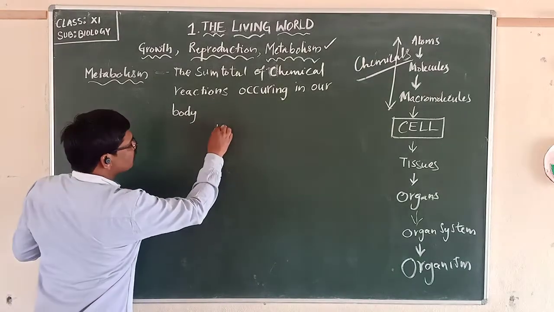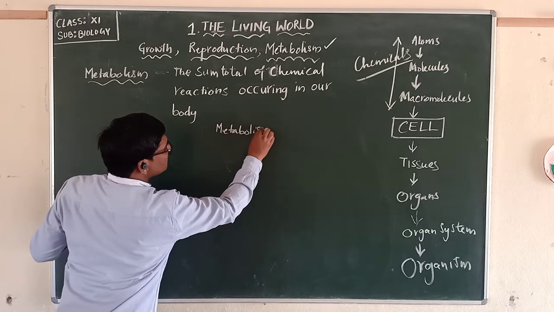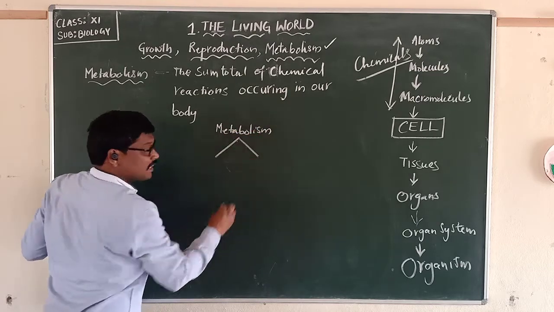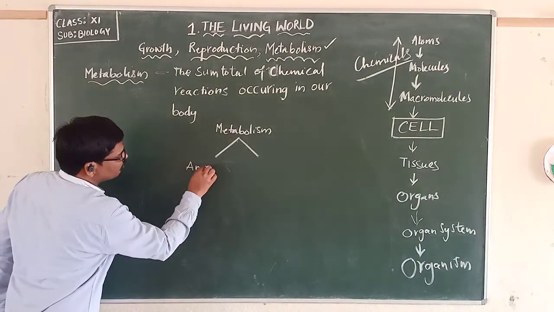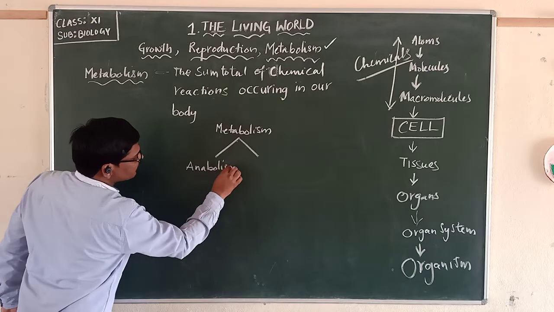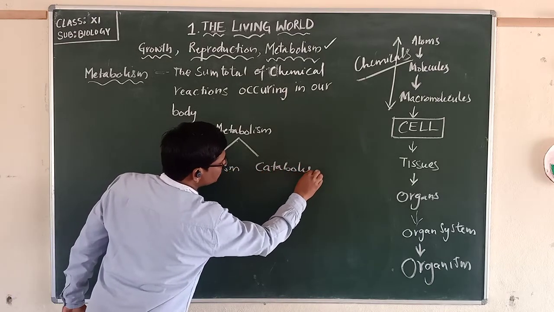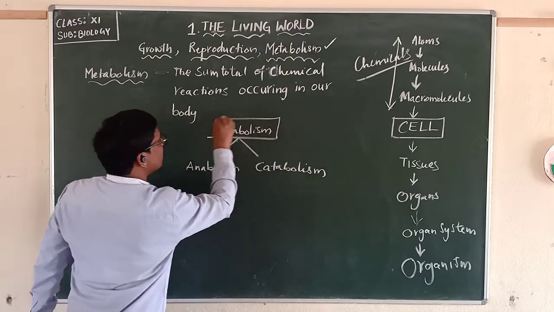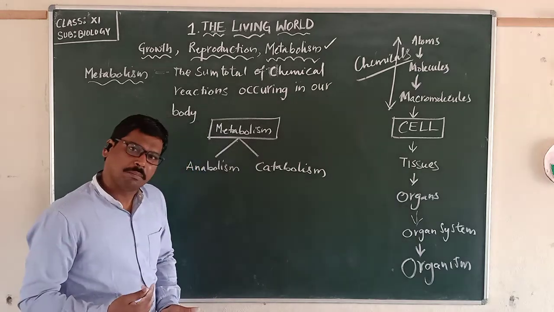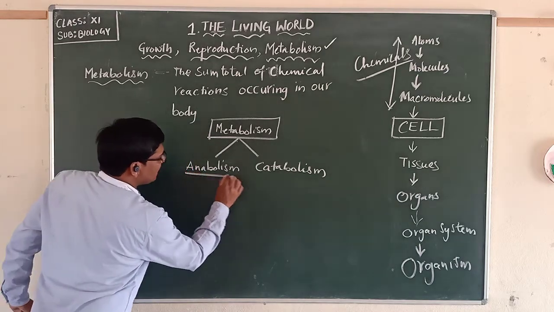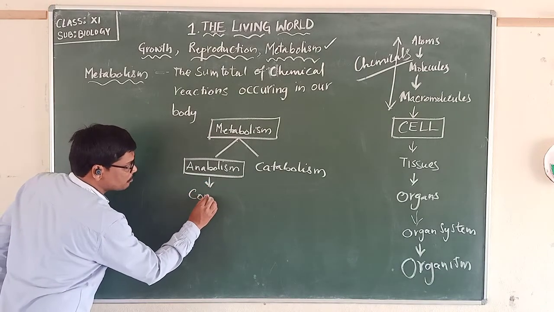See here, when we talk about the word metabolism, as we have defined it above, here we also should remember that it occurs in two steps. One is called the anabolism, and the other one is called the catabolism. Both these two together we call metabolism. Anabolism and catabolism. What do you mean by anabolism? Let us simply say, in metabolism, anabolism means it is a constructive process.